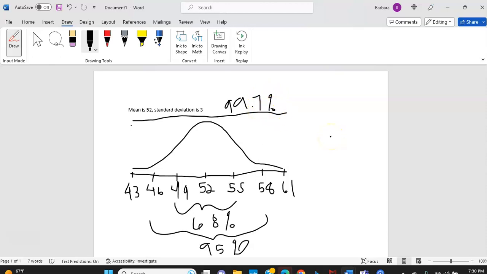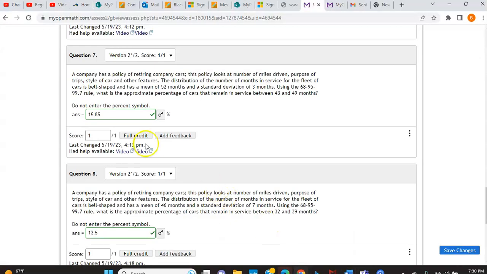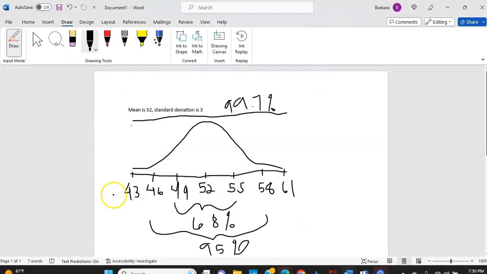Okay, now let's look back at the question to see exactly which of these we want to look between to find our percent. We want to know what's the approximate percentage of cars that remain in service between 43 and 49. So let's find 43 and 49 on my picture. Okay, so between right here and right here.